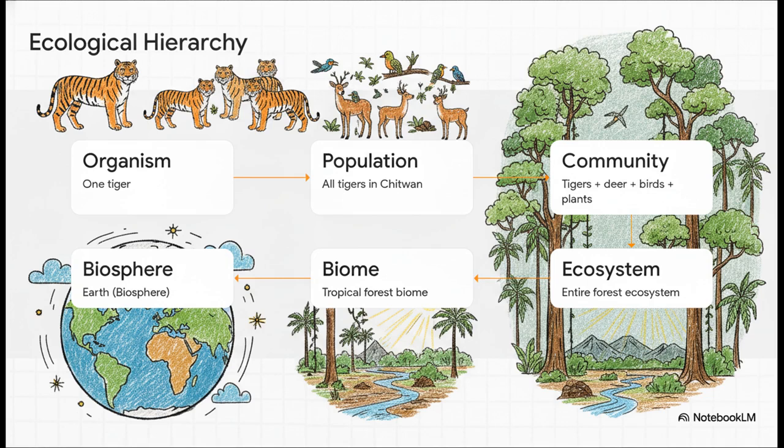We start with the smallest unit, a single organism, one tiger. Now, if we group together all the tigers living in Nepal's Chitwan National Park, we get a population. Okay, but tigers don't live alone, right? Throw in the deer they hunt, the birds in the canopy, all the other living things. Now you've got a community. Then we add in the non-living stuff, the soil, the rivers, the sunlight. That makes it an ecosystem. Zoom out, and a huge region of these specific forests forms a tropical biome. And finally, put all the biomes together, you get the entire biosphere, the Earth.